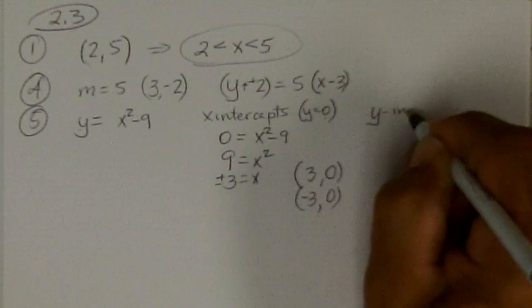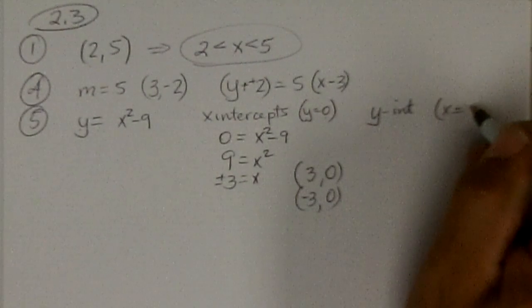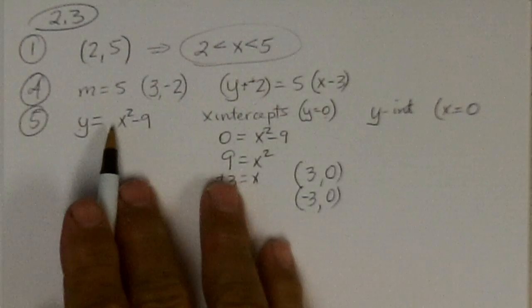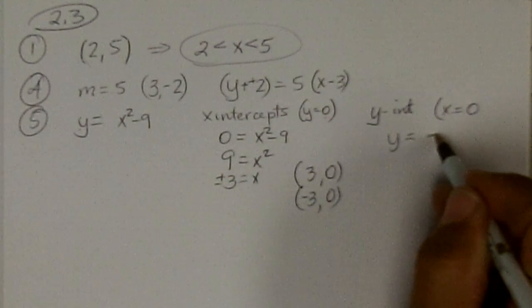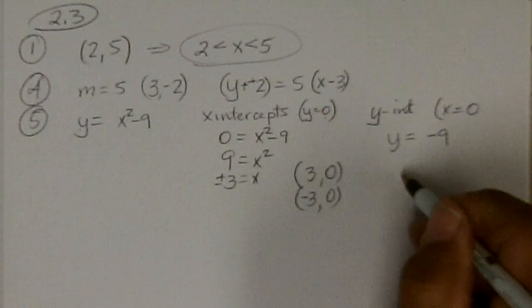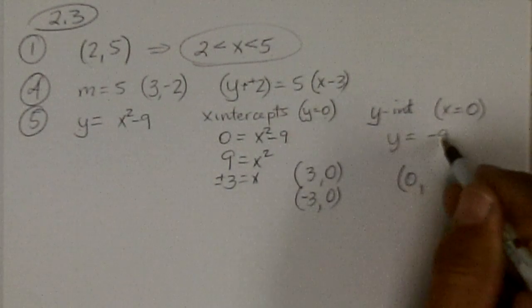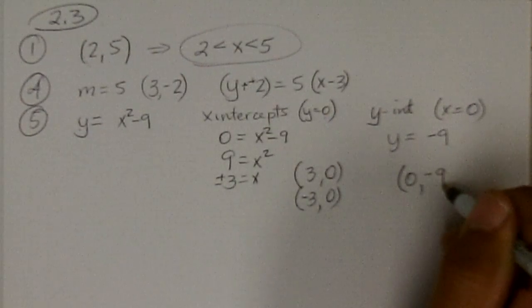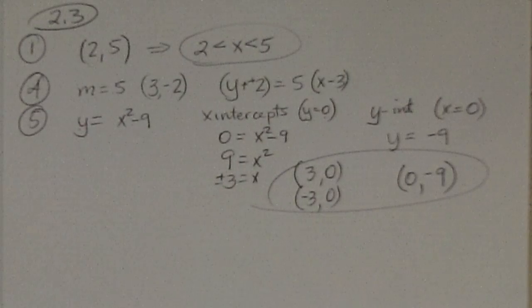Y-intercepts. And that would be when x equals 0. If we put 0 in for x, we get y equals 0 minus 9. So writing that, we've made x be 0, which means the y is minus 9. So there are the intercepts, the x's and then the y's.